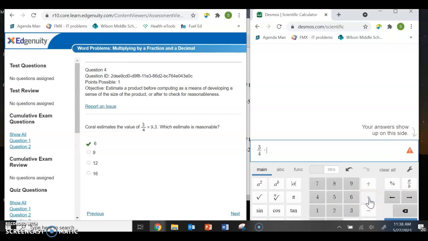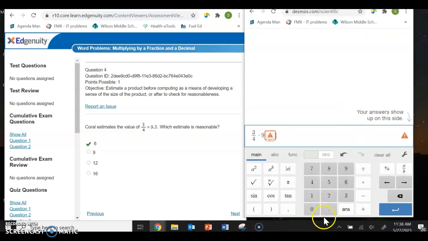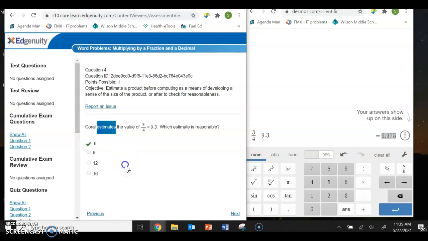And I'm going to hit the multiplication sign. 9. Sorry, I made a mistake. 9.3. And then I get an answer of 6.97. You notice that that is not an exact answer because the word estimate means to round. The closest number to 6.97 is the whole number of 6. So that is going to be your answer.